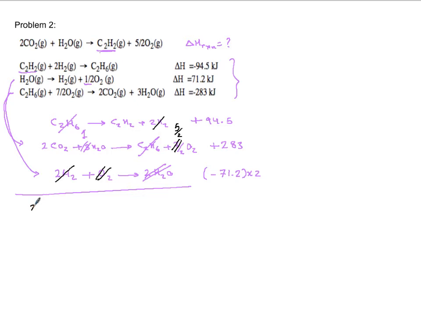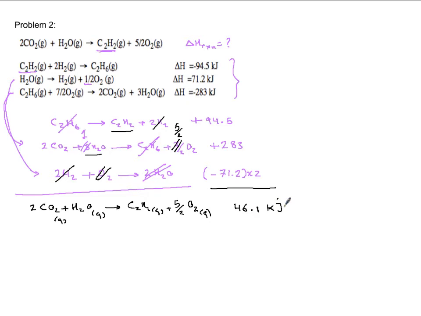On the left hand side I have 2 CO2 plus 1 molecule of H2O still left, yielding C2H2 plus 5/2 or 2.5 oxygen gas. Now we are just simply going to add all these numbers, and what I calculated was 46.1 kilojoules per mole. So that's the answer for this.